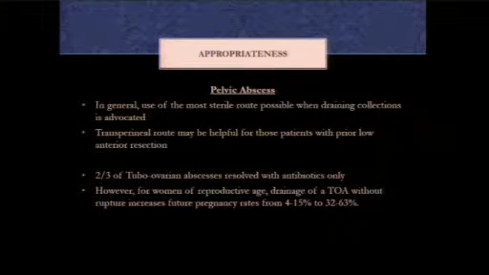So as I mentioned, 2/3 of tubo-ovarian abscesses resolve with antibiotics alone. However, for women of reproductive age, if they have a ruptured tubo-ovarian abscess, you can increase their fertility down the line by draining it percutaneously from 4 to 15% to 32 to 63%. So it still has its role.